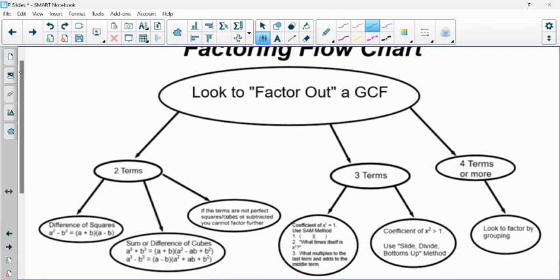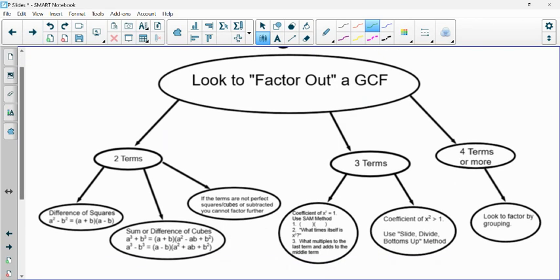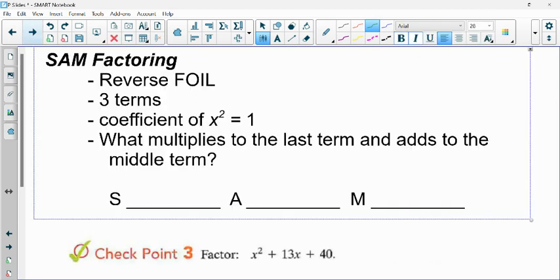Our next type of factoring that we're going to look at, that you have done a ton of problems with in the past, in Algebra 2 I know for sure, and if you took pre-calc, is if you're looking for a GCF already, there's 3 terms in there, and then if the coefficient of your x squared is equal to 1. So that's our SAM factoring method, which is reverse FOIL. Okay, so again, you still look for a GCF. After that, there's 3 terms, and there's a 1 in front of your x squared. So that's what we call our SAM factoring.